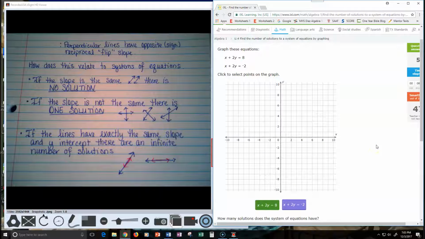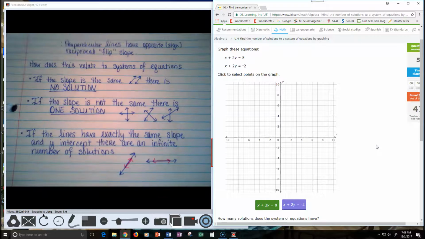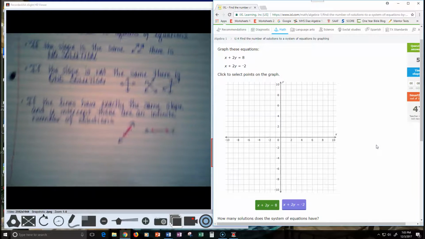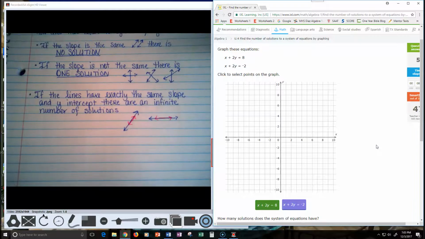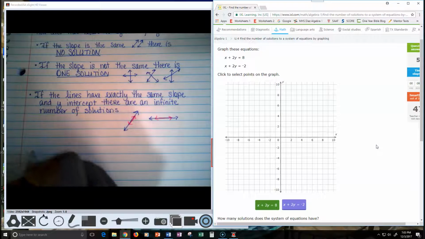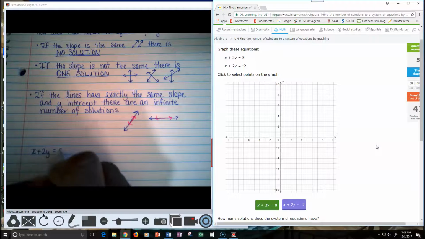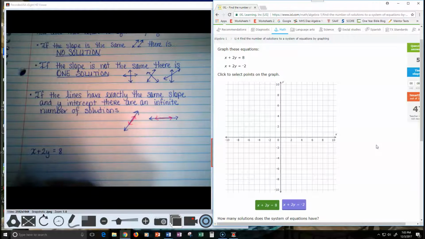All right, now notice this one is in standard form. So you can use the cover-up method to graph this, and that would be okay. So we have x plus 2y is equal to 8. And then we have x plus 2y is equal to -2.